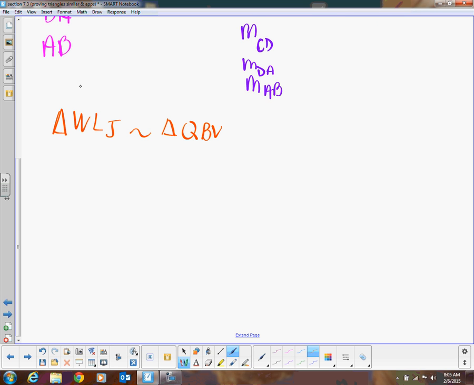So if we do this triangle, if we do WLJ over QBV, then what you should do is get everything from that first triangle. So that would be x plus 6. Then you've got x, and you've got x, because those 2 sides are congruent. Now, we're going to do QBV, but the question is what matches x plus 6? X plus 6 is WJ, so you've got to find QV. So if I look at QV, QV is 8.